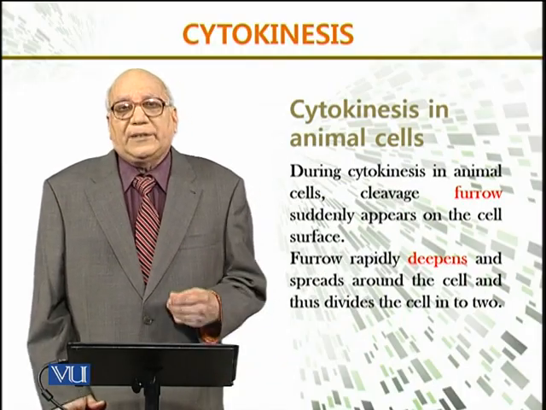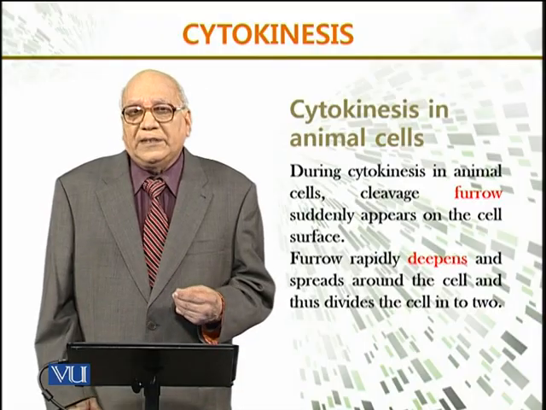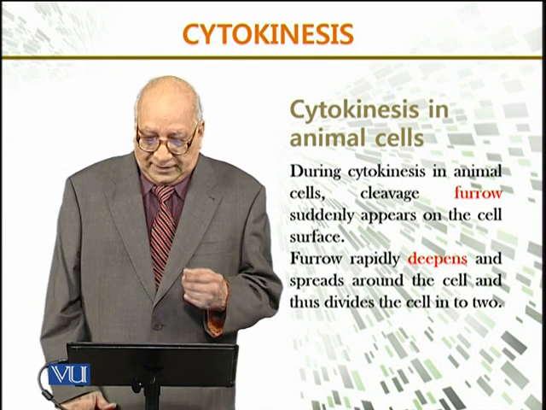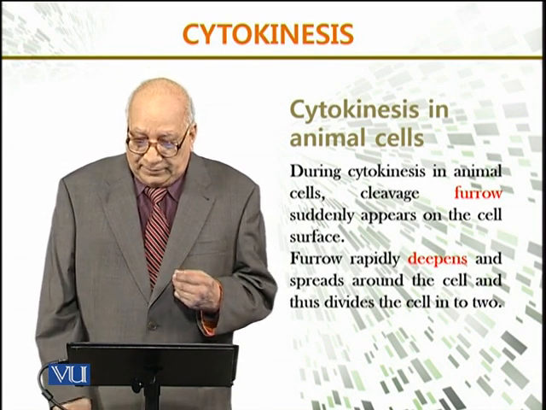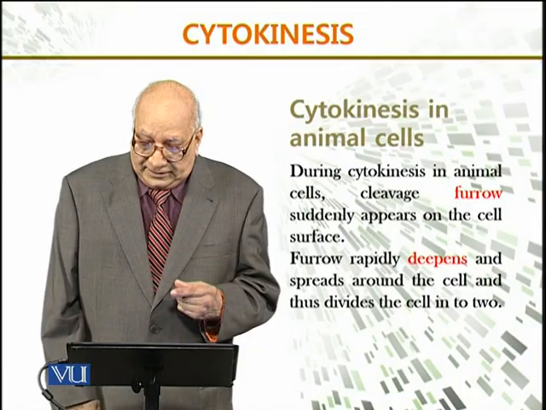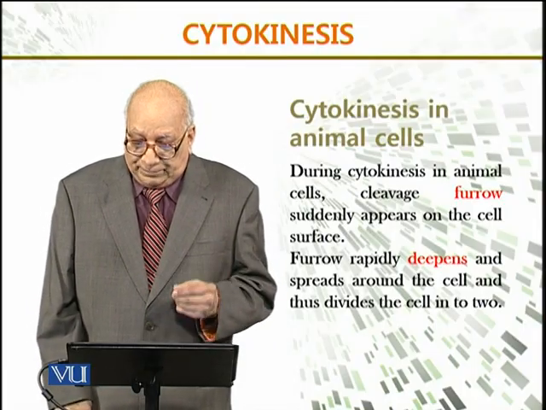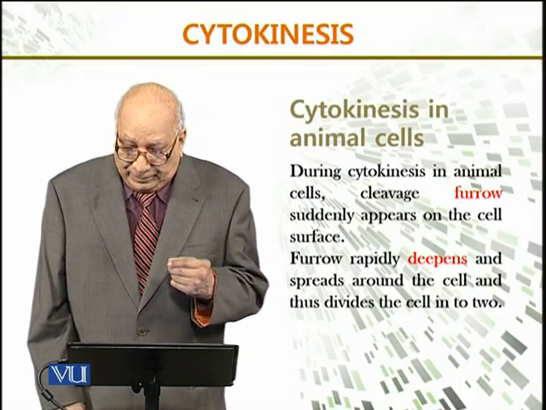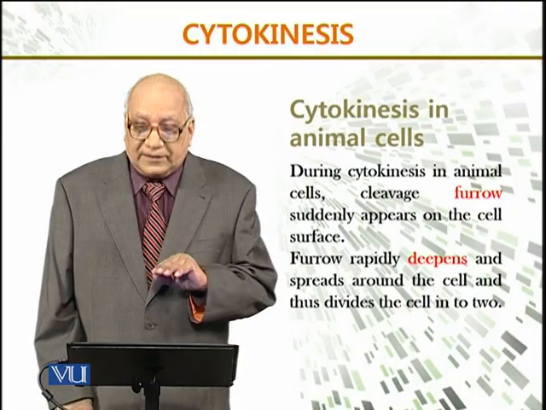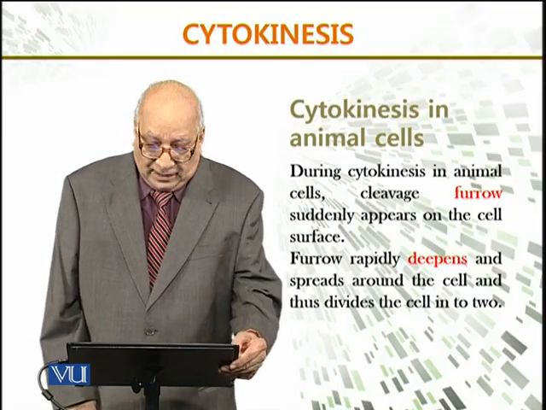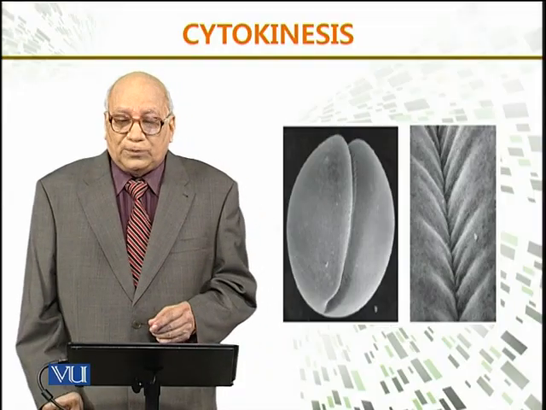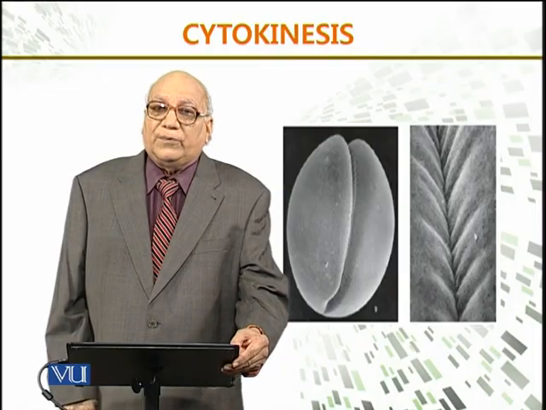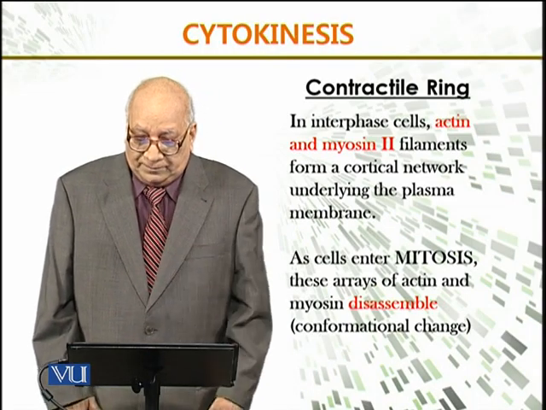Cytokinesis in animal cells. There are two types of cells which we will deal with, that is the animal cells and the plant cells. During cytokinesis in animal cells, cleavage furrows suddenly appear on the cell surface. The furrows rapidly deepen and spread around the cell and thus divide the cell into two parts, just as shown in these two pictures, where the furrows are appearing and the cell is dividing into two parts.